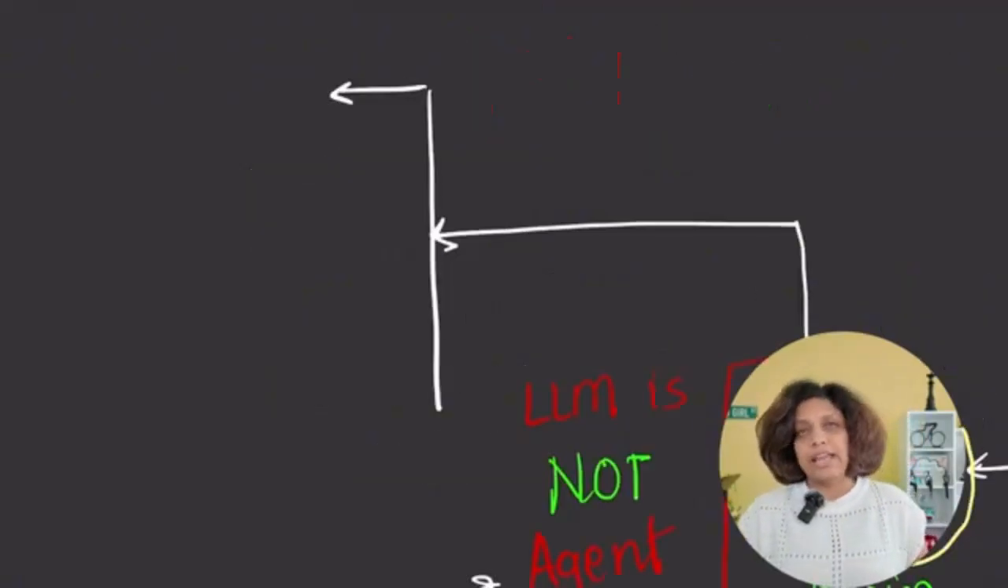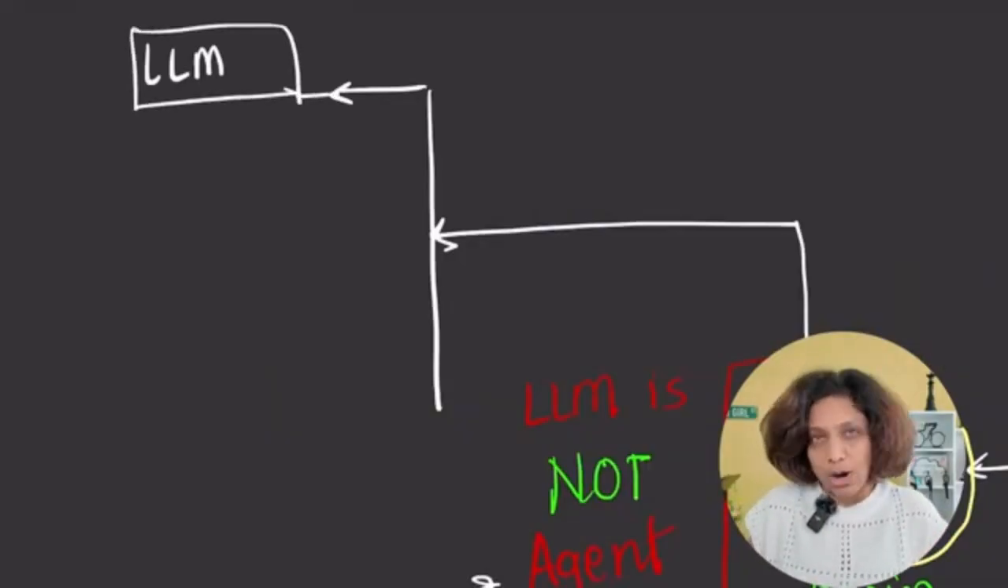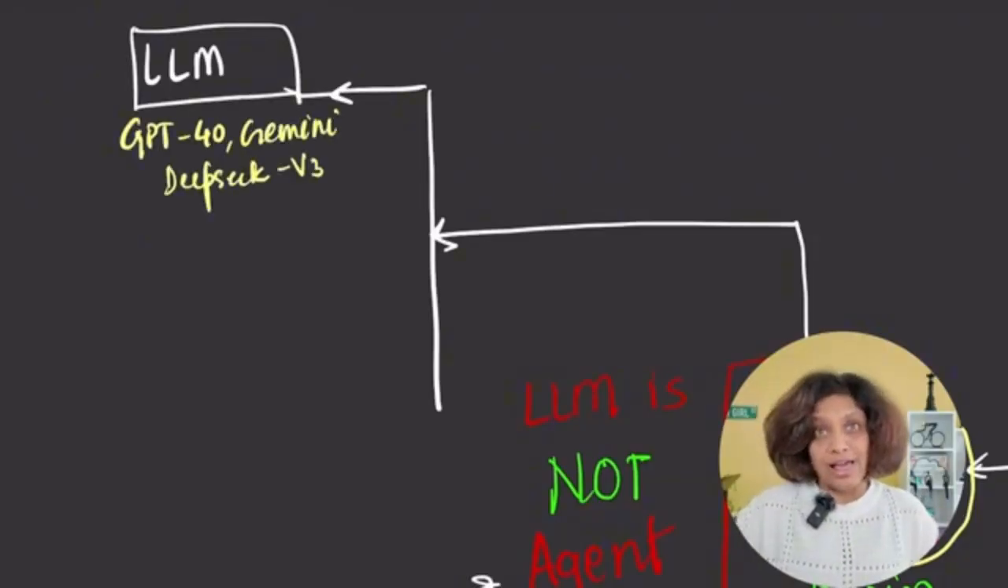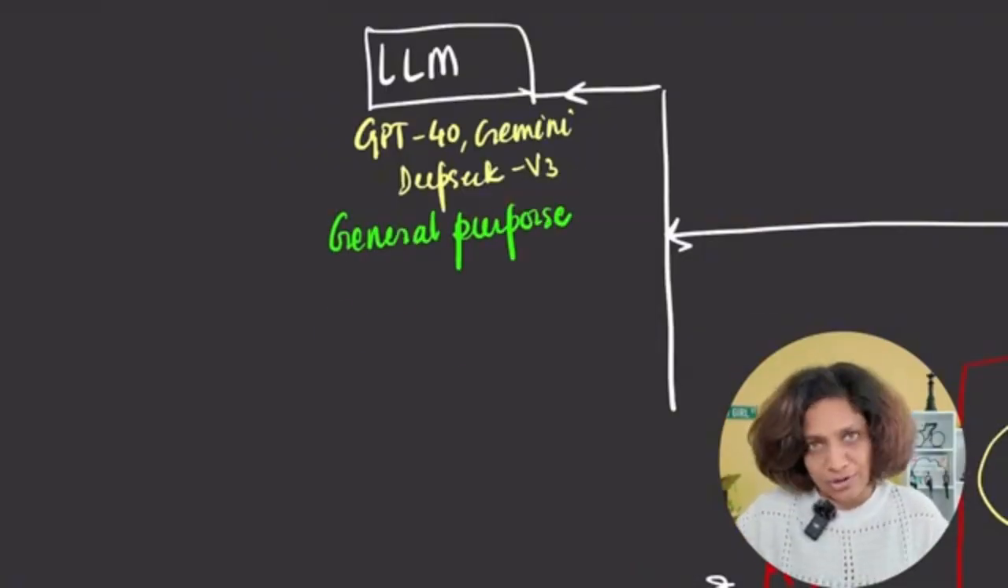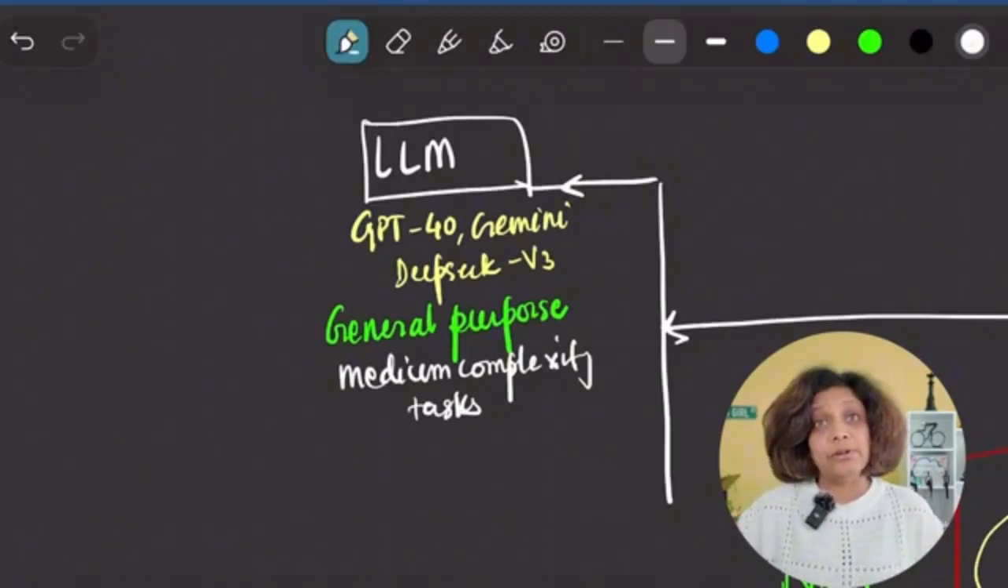Now, when building an agent, you have several options for which brain to use, and the brain is the language model. LLMs like GPT-4o, Gemini 2.5 Flash, DeepSeek, these are your general purpose workhorses. Your LLMs are excellent for tasks of medium complexity. Think of a project management assistant that needs to understand nuanced requests and coordinate multiple tools.